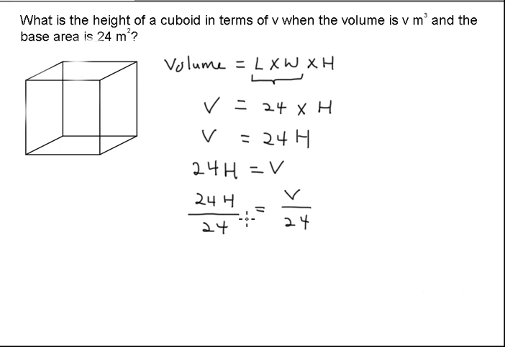Because this is an equation, they have to balance. The left-hand side and the right-hand side have to balance. So 24h is equal to V. And if I divide the left-hand side by 24, I must divide the right-hand side by 24 also, so that they balance. And 24 divided by 24 is equal to 1. So h is equal to V divided by 24 meters, and this is my answer.